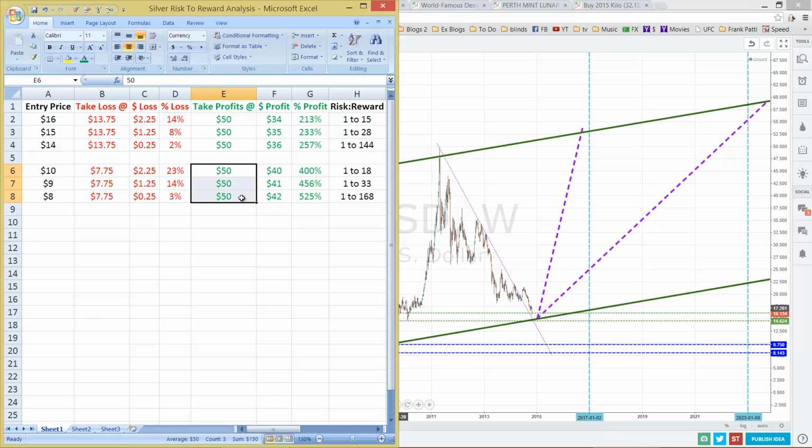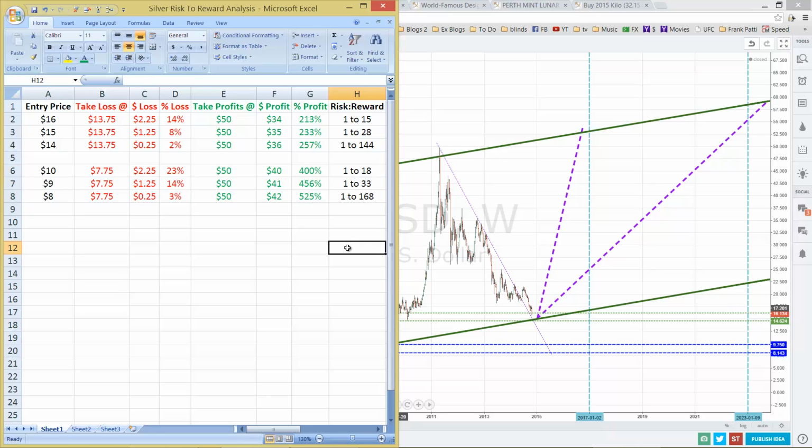Again, the profit potential is still at $50, and based on that, you have a $40, $41 and a $42 gain respectively, and then the percentage of profits is anywhere between 400% to 525%. Now, the reward on this side is a lot higher than up here, between $16 and $14. So the risk to reward is also a lot more beneficial, because you're risking anywhere from $1 to gain $18, all the way as high as risking $1 to gain $168.